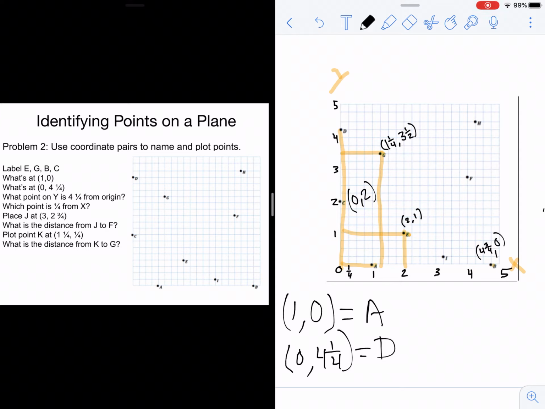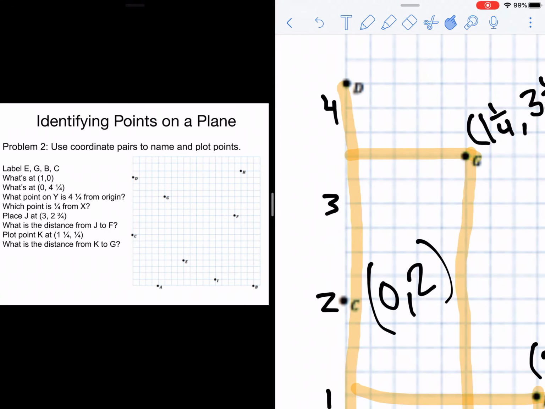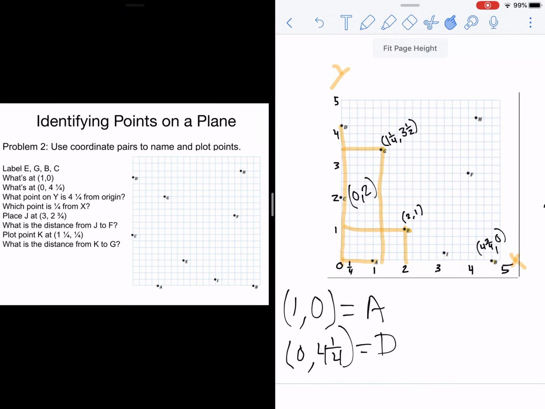Okay, next one. What point on Y is 4 1/4 from the origin? So if you look on the y-axis, what point is 4 1/4 from the origin? Four and 1/4 from the origin of 0, we get point D. So 4 1/4 from origin is D.